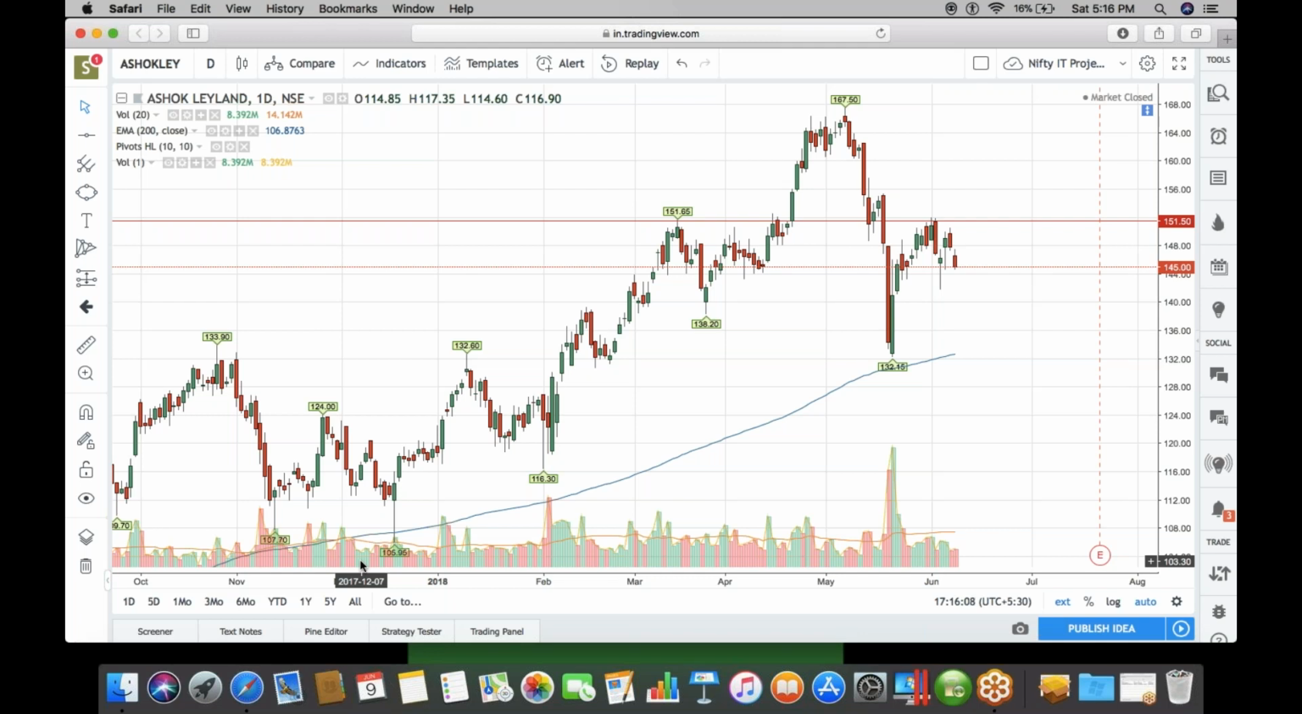Okay, let's resume. Visibly we have observed that this is a resistance. This 151 is a resistance. The prices traveled up to 151, broke out. This has worked as a support, bounced back twice, again came down, and now 115 is working as a resistance.